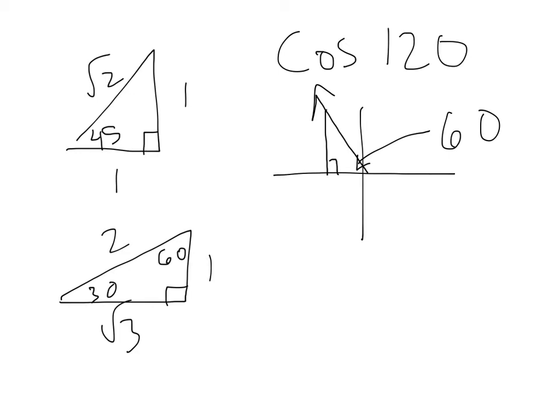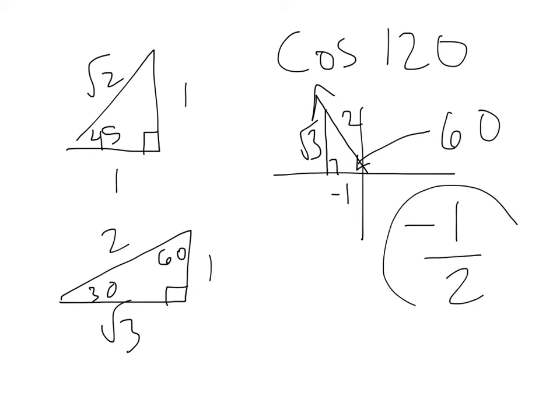So 60 is going to have a root 3 across from it. We're going to have a 1 here and a 2 here. However, keep in mind, this right here is moving to the left on the x-axis, so we actually have a negative 1. Now I need to find the cosine of that angle. So the cosine is adjacent over hypotenuse, negative 1 over 2. There's my final answer. Really not much different than the last lesson. We're just going to be ending up in different quadrants, which means certain sides could possibly be negative.